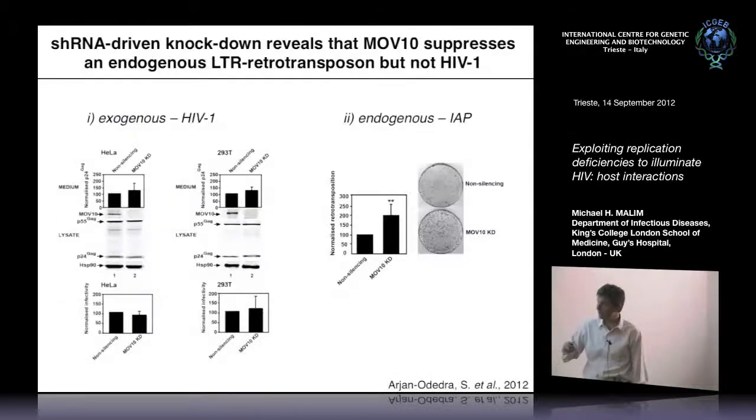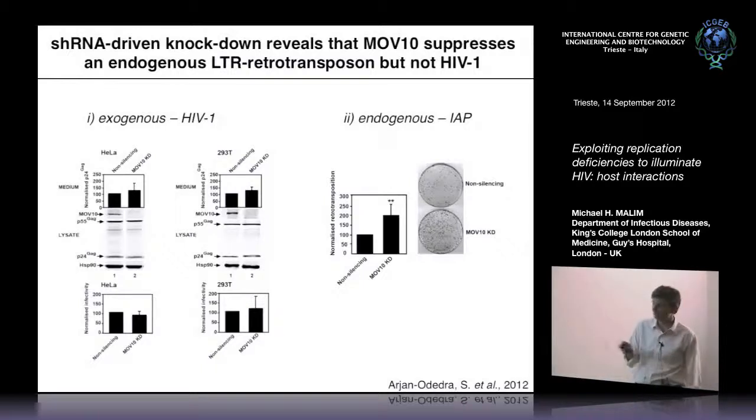However, when you knock them out, and we've got an shRNA that works really well against MOV-10, you can see here you get very effective knockout of MOV-10. When you knock that out, it has no substantial or significant effect on either the production of HIV or the infectivity of HIV in two different cell lines. So we think that the fact that overexpressed MOV-10 inhibits HIV is probably an epiphenomenon, because removing the endogenous protein has no effect. In contrast, however, transposons are substantially affected.